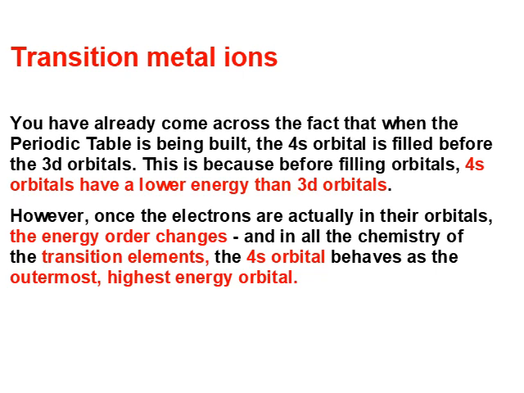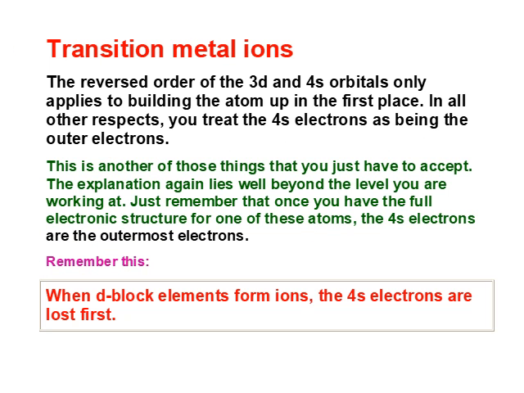You have already come across the fact that when the periodic table is being built, the 4s orbital is filled before the 3d orbital. This is because before filling, the 4s orbital has a lower energy than the 3d orbital. However, once the electrons are actually in their orbitals, the energy order changes. And in all the chemistry of transition elements, the 4s orbital behaves as the outermost, highest energy orbital. Transition metal ions: the reverse order of 3d and 4s orbitals only applies to building the atom up in the first place. In all other aspects, you treat the 4s electrons as being the outer electrons.